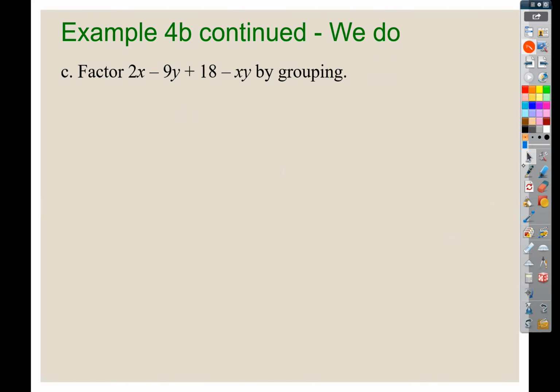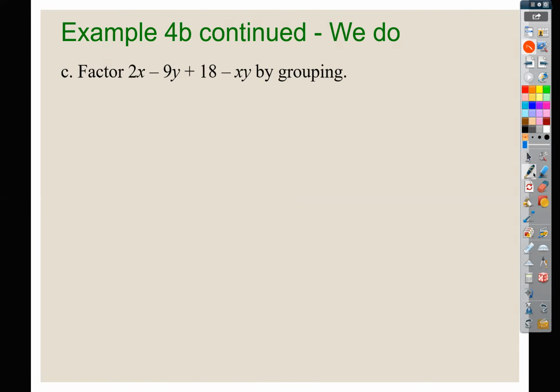All right, let's try this one. We've got to factor 2x minus 9y plus 18 minus xy by grouping. Again, 2x and 9y have nothing in common, so I'm going to rearrange this. I'm going to put my x over with the other x. So I've got 2x minus xy minus 9y plus 18. Now I'm going to split that in half.